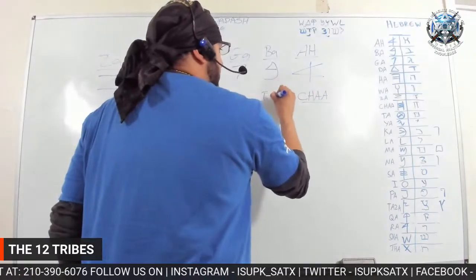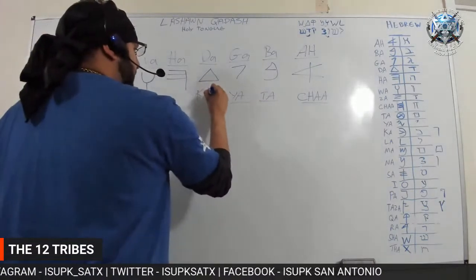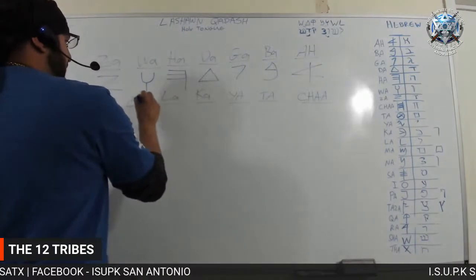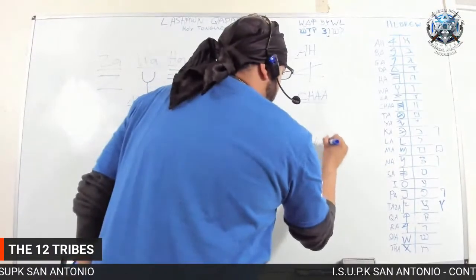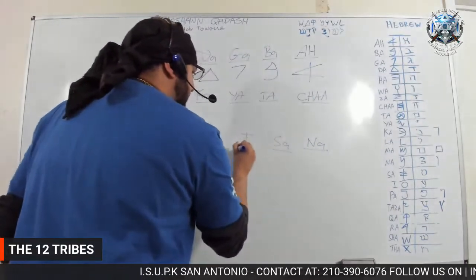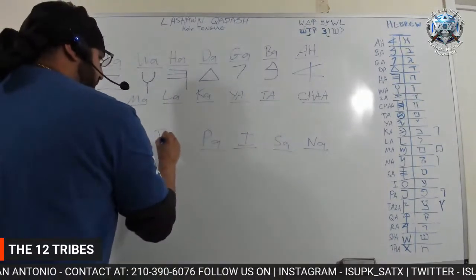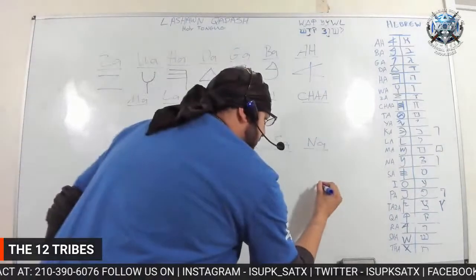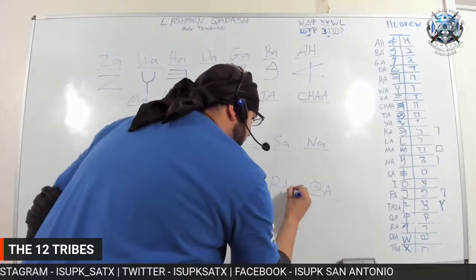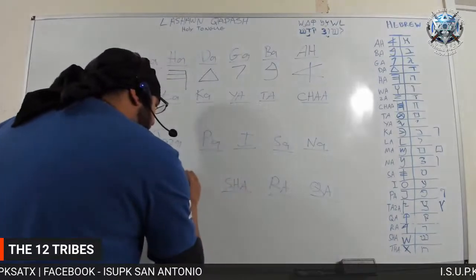Cha. Ta. Ya. Ka. La. Ma. Na. Sa. Pa. Tsa. Qua. Ra. Sha. And Tha.